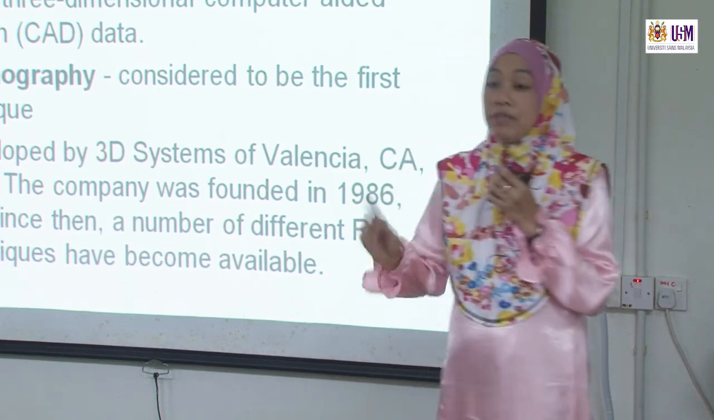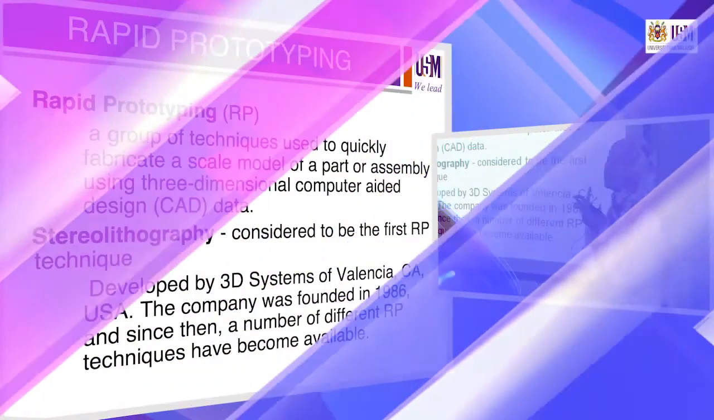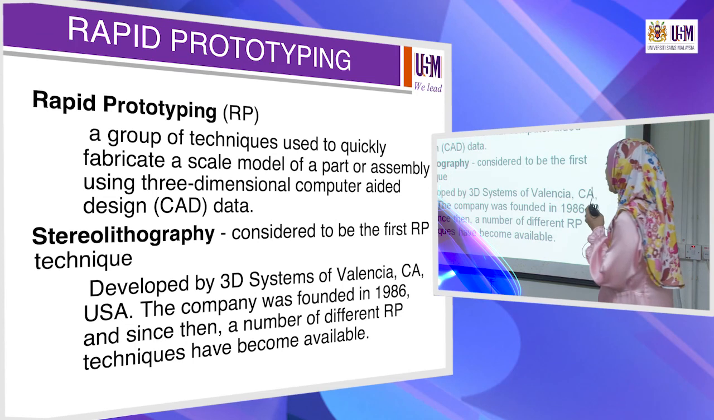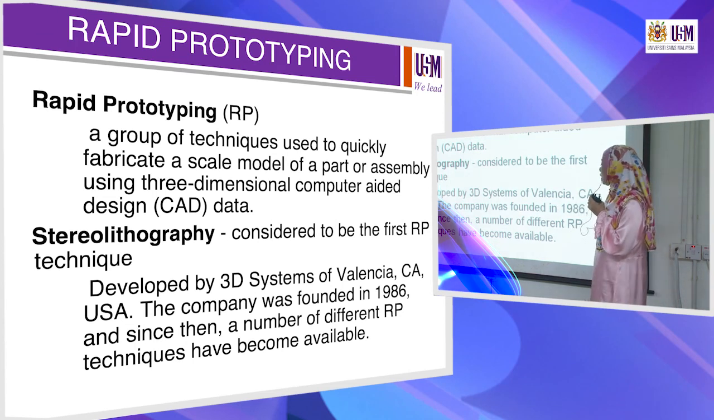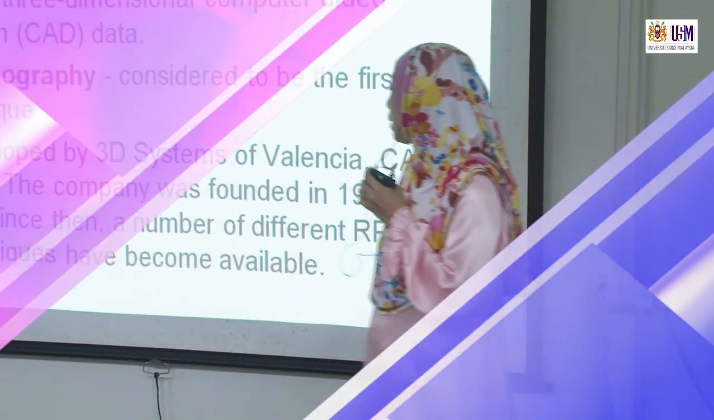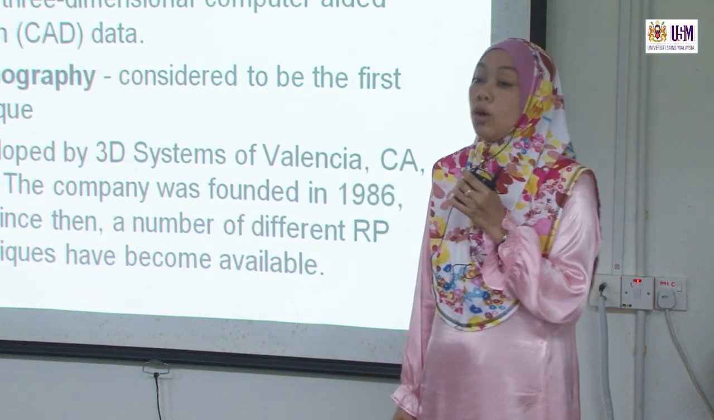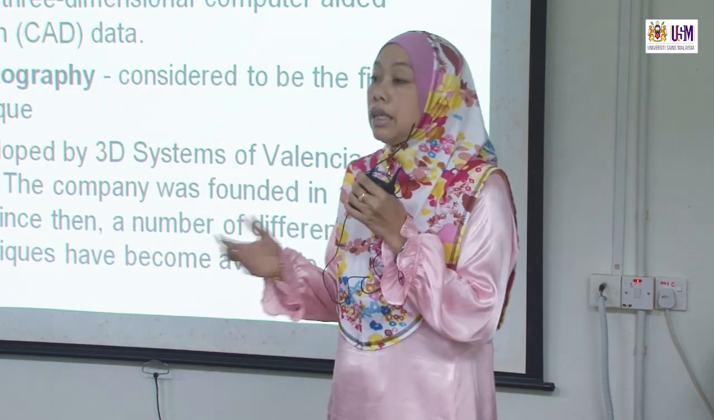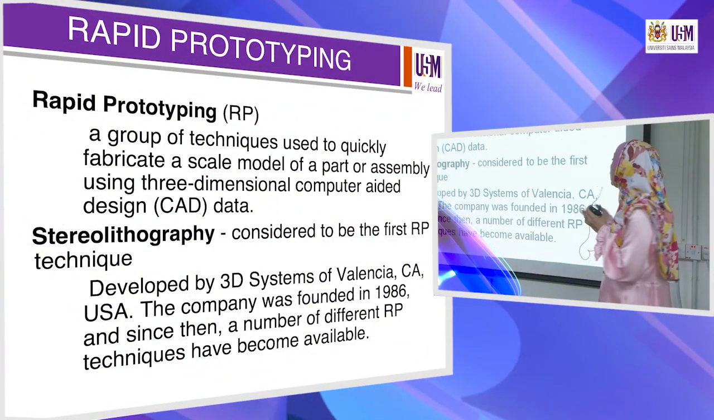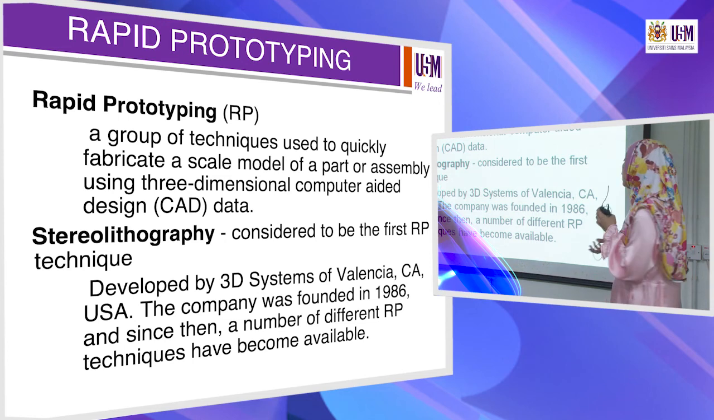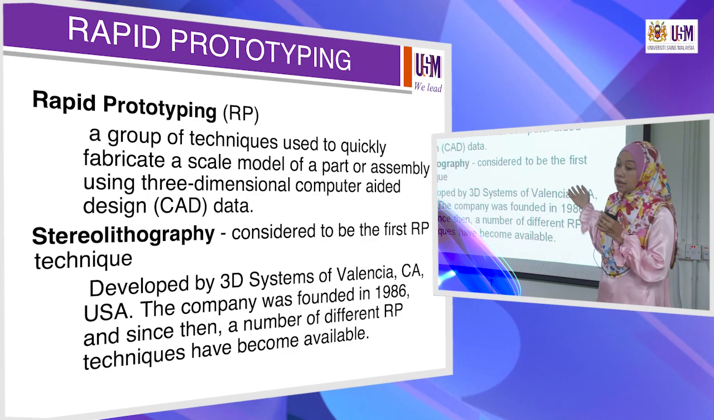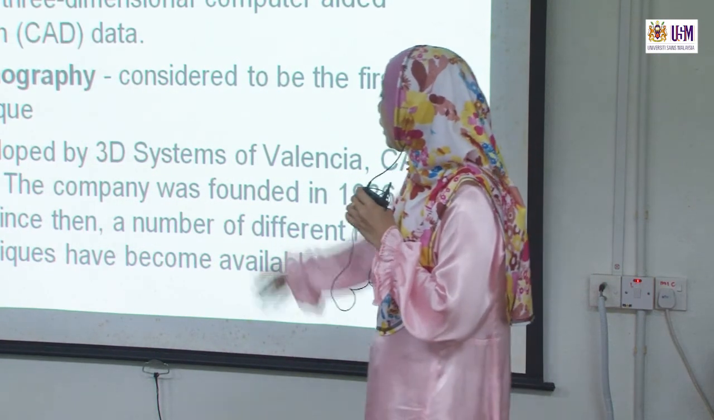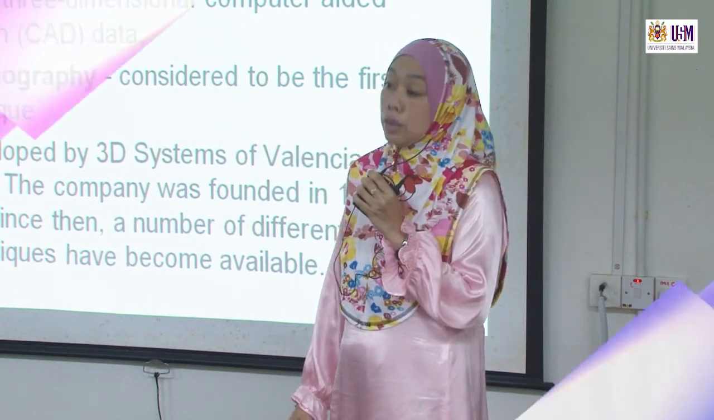Stereolithography was the first RP technique. It was developed by 3D Systems of Valencia, California, USA, and the company was founded in 1986. So rapid prototyping is quite a new methodology or technique. 1986 is not that old, and stereolithography was the first one.